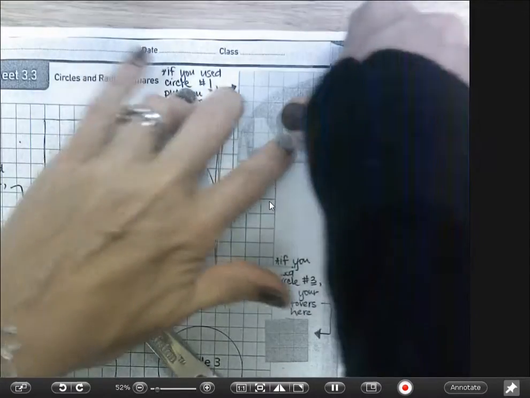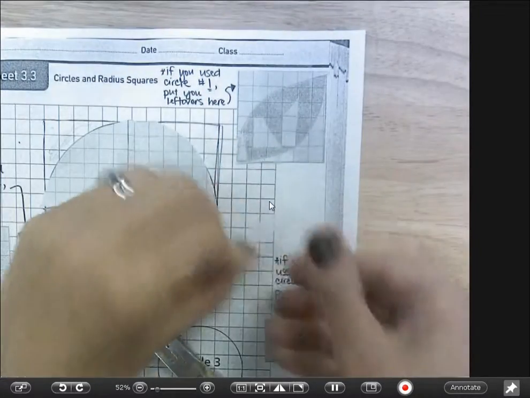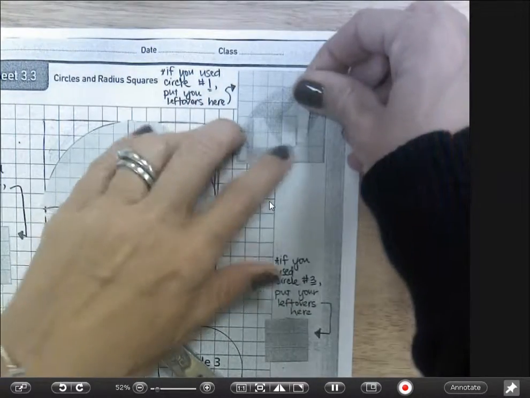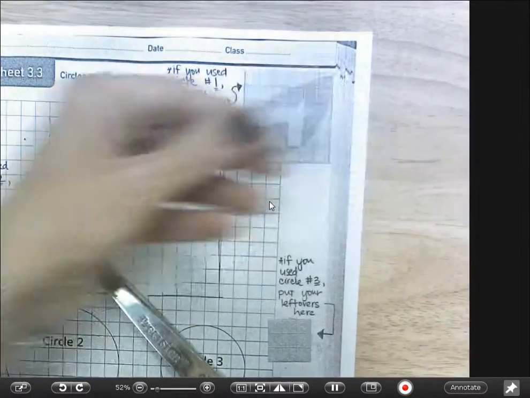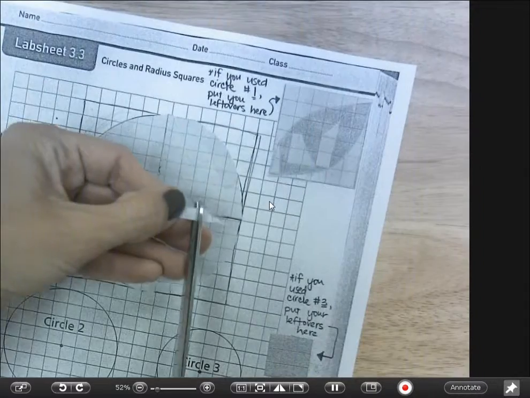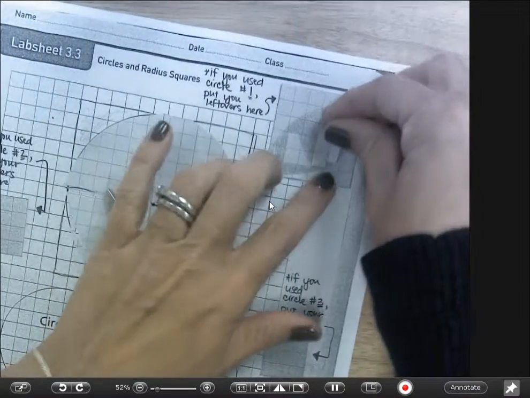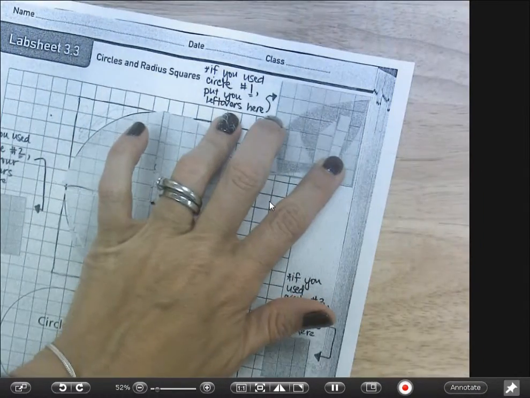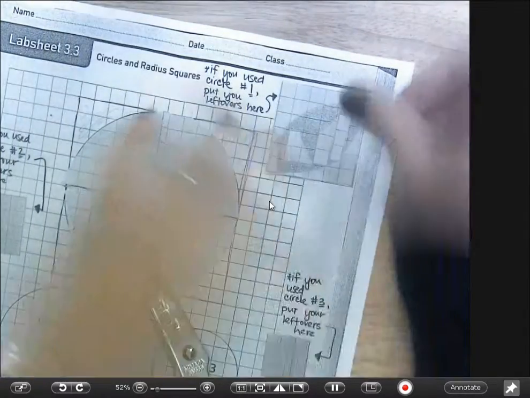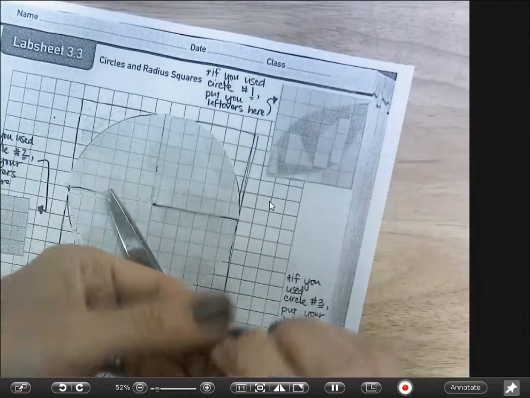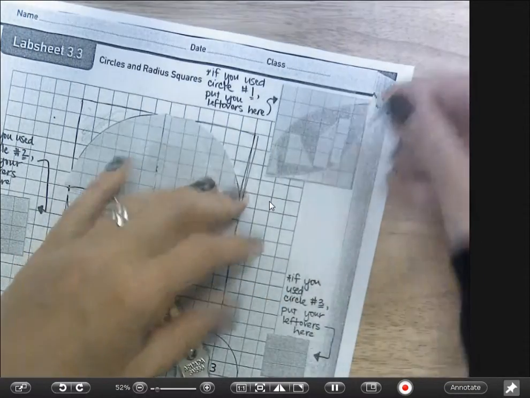Sorry, this part's kind of tedious. I wish I could speed it up for you, but I can't, so you're just going to have to bear with me. I wish I had some lovely background music for you guys, some song about circles. You probably appreciate that there's not a song about circles.